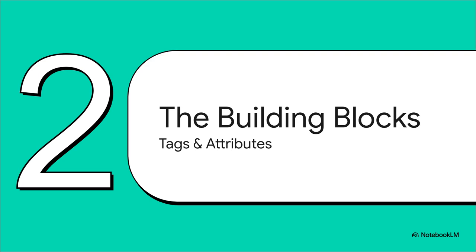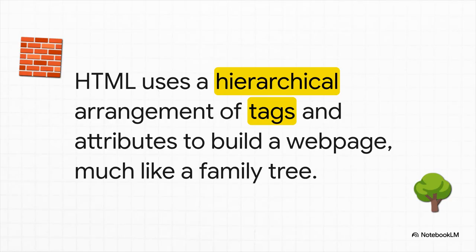So we know HTML is the skeleton. But how do you actually build it? What are the individual bones that hold the whole thing together? It all boils down to two things: tags and attributes. And this is super important, they're arranged in a hierarchy, kind of like a family tree. You have parent pieces that contain child pieces, and it creates this really neat, organized, nested structure.